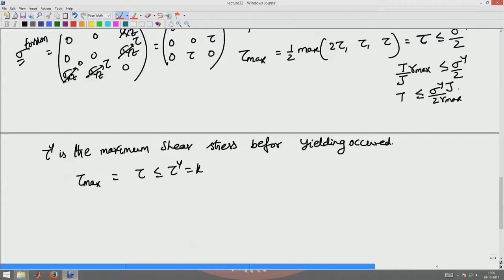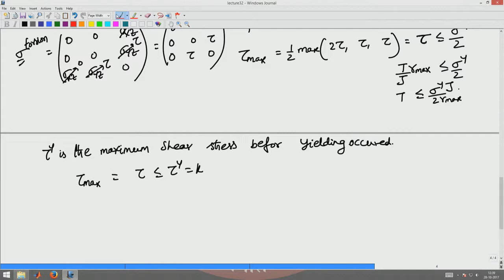Now, I can find kappa not necessarily from a uniaxial experiment, I can find kappa even from a shear experiment. I can do the reverse now. I can use the shear experiment to find the kappa value and uniaxial experiment to find what is the limiting uniaxial stress. Then let us see what happens. Now say I am giving you that tau y is the maximum shear stress before yielding occurred. Then I have tau max for pure shear is given by tau. This should be lesser than or equal to tau y. So this is equal to your kappa. In that case, if I go back and predict my uniaxial state of stress, then I know that tau max for uniaxial state of stress is this.